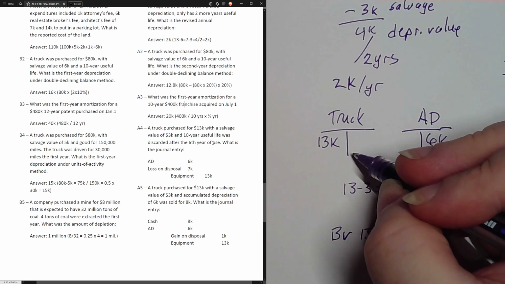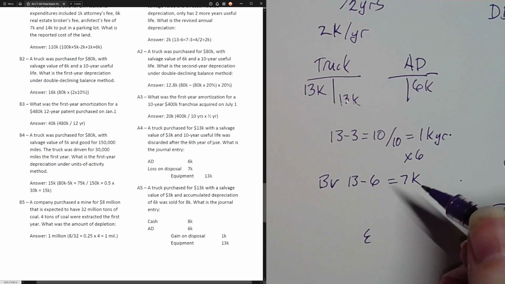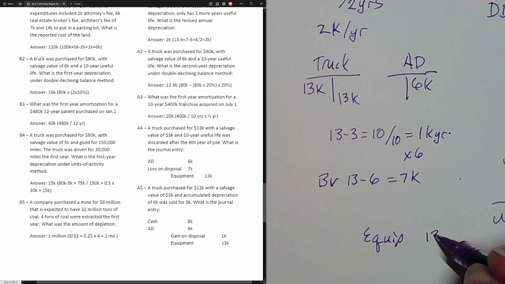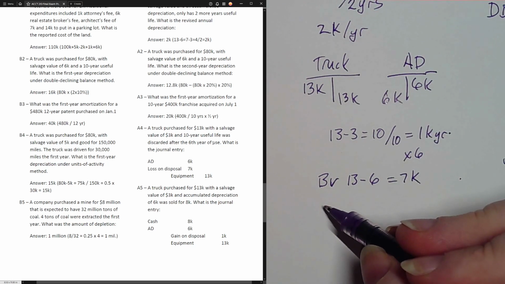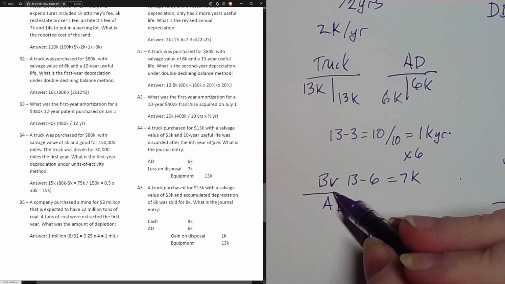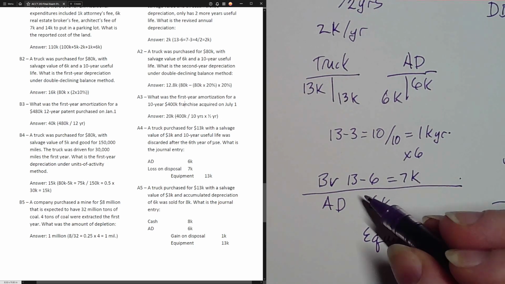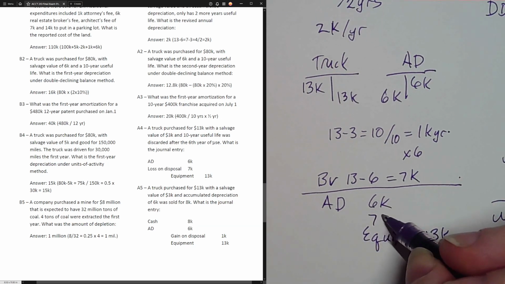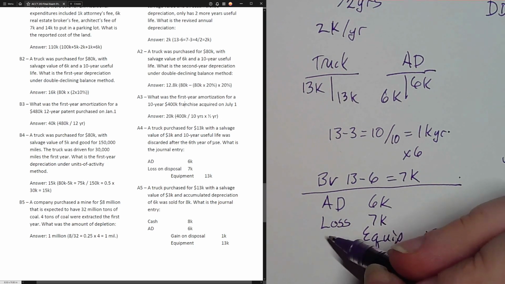We need to get rid of these accounts. 13K here, so I'm going to have an equipment or a truck, a credit of 13K. I need to get rid of the accumulated depreciation. Let me separate it out here. Of 6K. Now you notice I've got a hole here. My debit to my credit needs to equal each other. So what am I going to call this? I'm going to call this a loss on disposal.